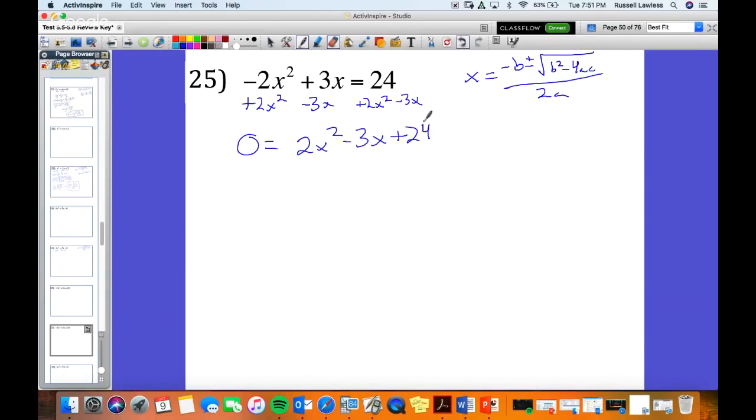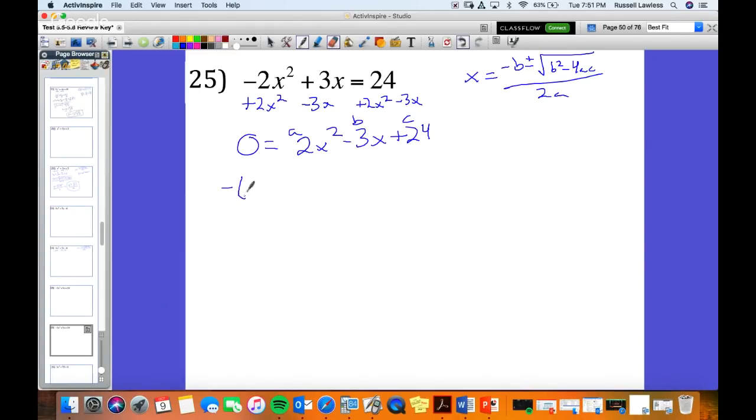You will get the exact same answer if you did it the other way. I just like it where a is not negative. That's just a preference for me. When you're here, see, does anything divide out? Because it'll make the math a little bit easier. In this case, it does not. So my a value is 2, my b value is negative 3, my c value is 24.